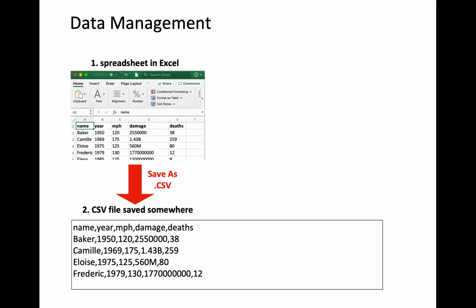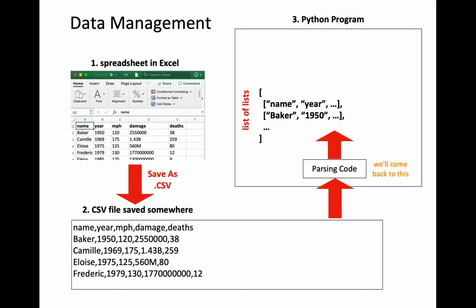Once you convert your data into CSV file format, you'll be able to use a parsing code snippet in order to parse the CSV file content into the list of list data structure within your Python program. We'll come back to what we mean by parsing code snippet in a few slides. What exactly does the term parsing mean?